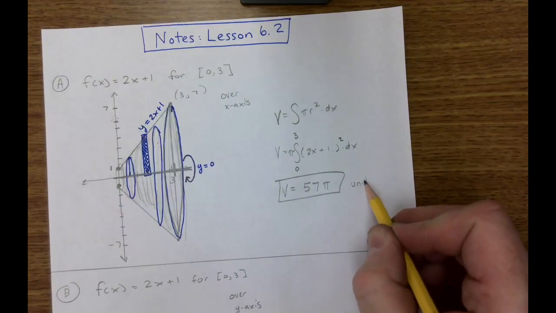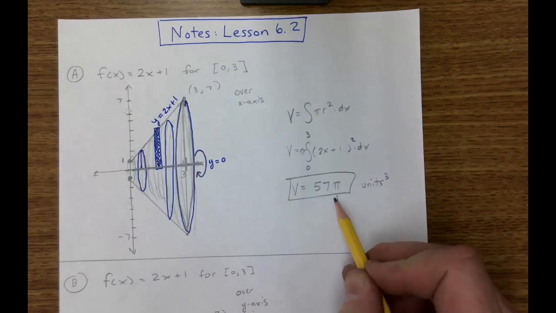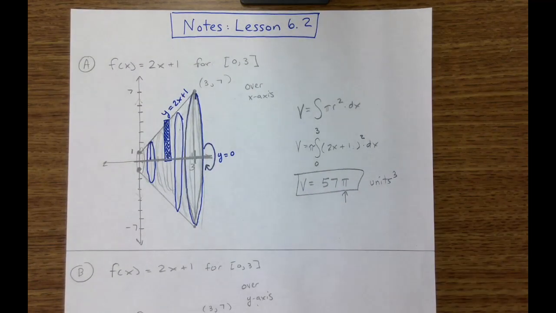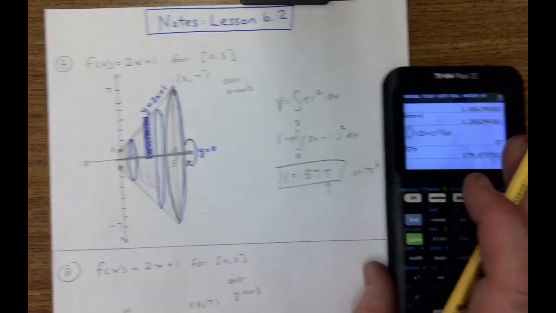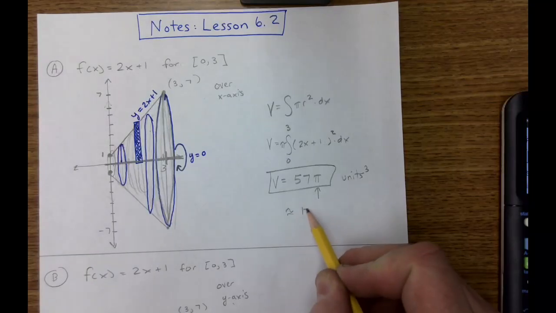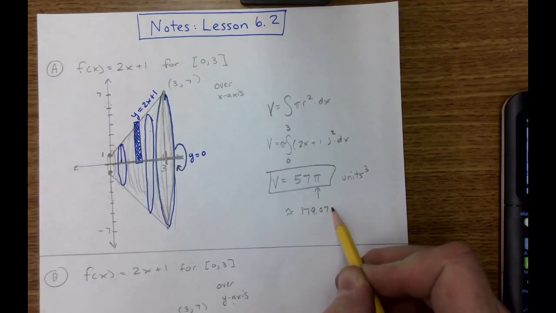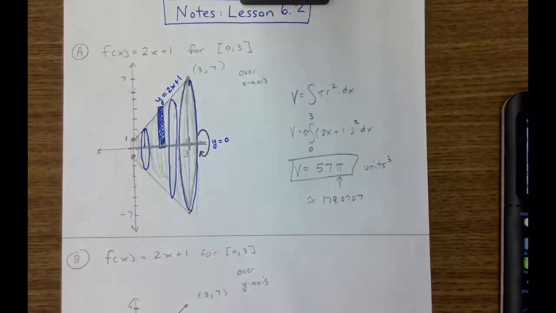The units are units cubed. But don't forget to put that pi in there. You don't want to integrate with the pi because you'll get a decimal, because the estimated answer is 179, right? You might see it both ways, but we always want to do it the exact way first.